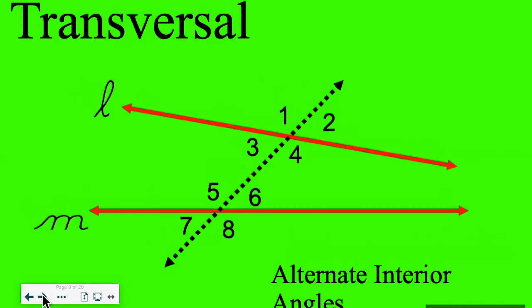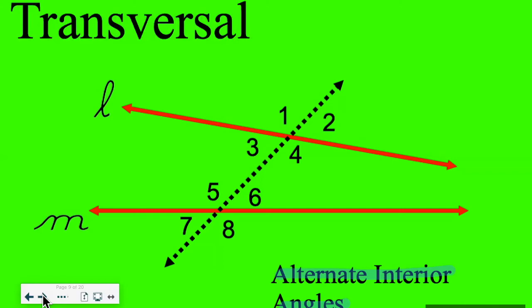All right, another term that shows a relationship is called alternate interior angles. Well, let's just think about what those words mean. Alternate means opposite of. Interior means inside. So we're looking for angles that fall on opposite sides of the transversal and lie between the two lines. So let's think about that.